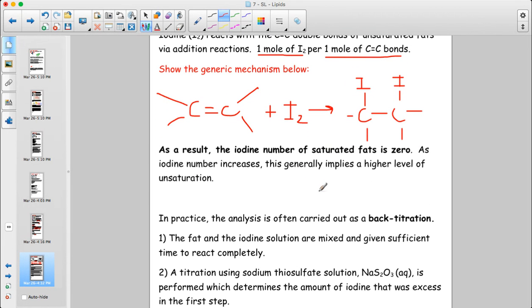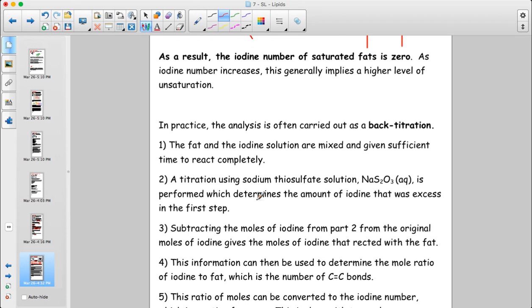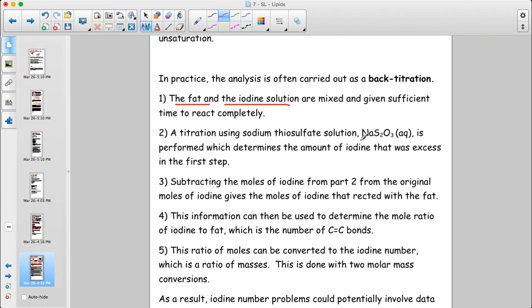Saturated fats have iodine numbers of 0 because they have 0 carbon-to-carbon double bonds. Therefore, they react with 0 iodine. In practice, it's often carried out as a back titration, meaning that you react the fat with a known amount of excess iodine solution. That is allowed to react completely, and then you use sodium thiosulfate to react with the excess iodine.